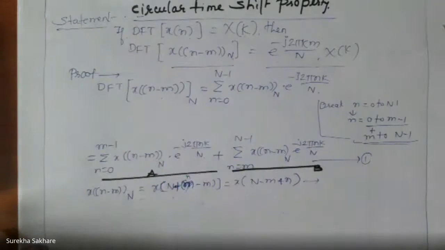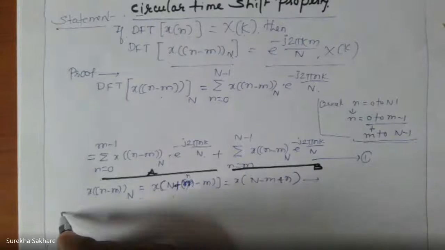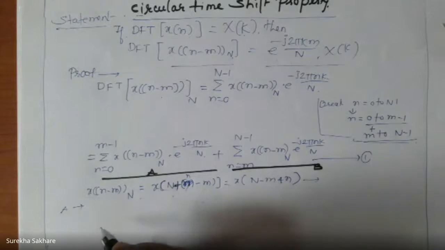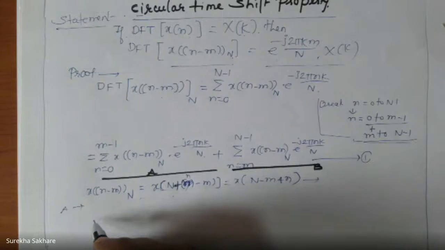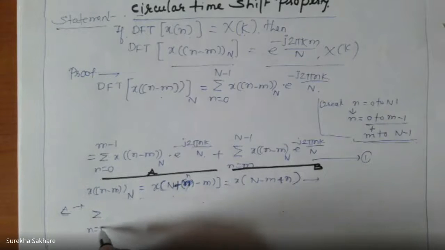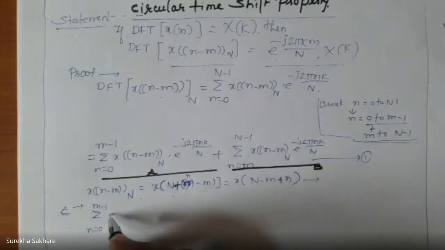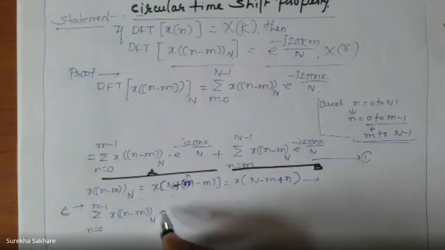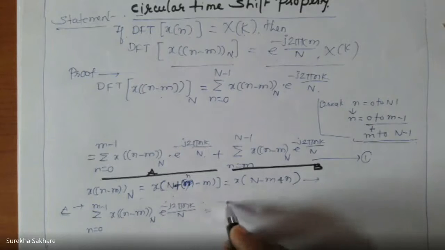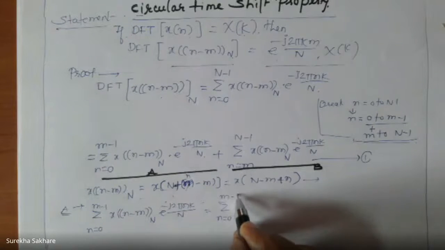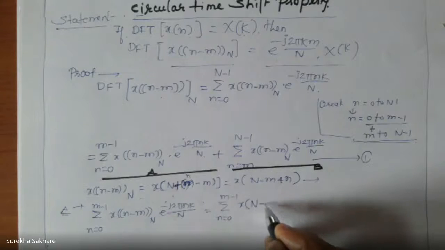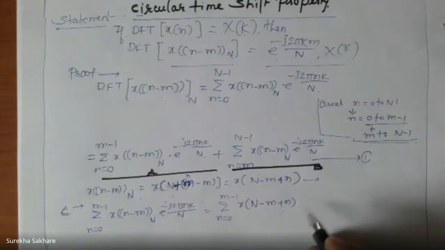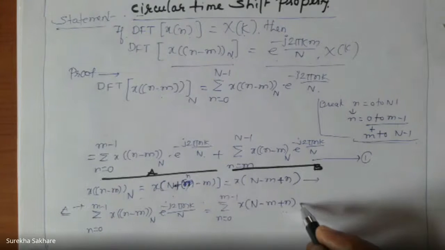Now I will take this A part here and I will go for rewriting the equation. Summation n is equal to 0 to m minus 1, x of n minus m plus N, e raised to minus j 2 pi n k by N.